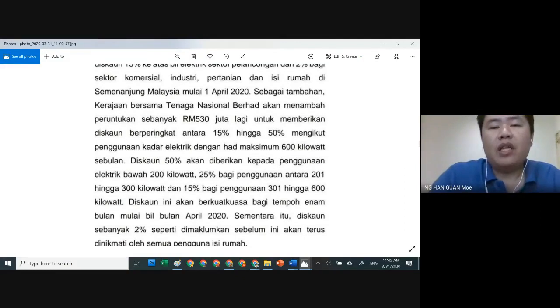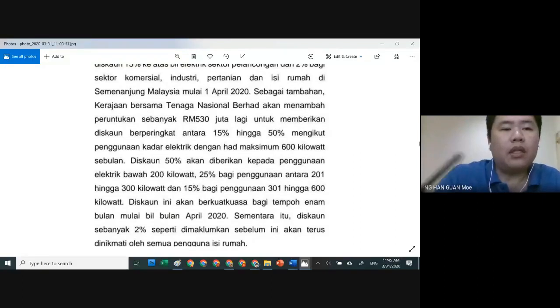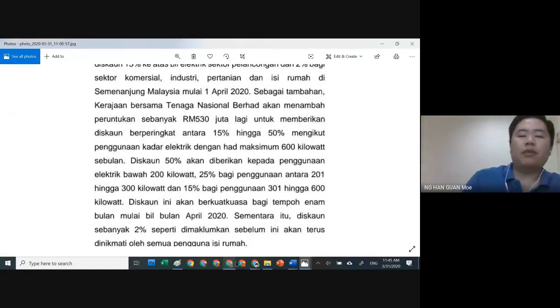Before this announcement, our Prime Minister had already announced that all households will get an extra 2% discount on the total electrical bill. So after the addition of this discount, the previous 2% is still applied on the total amount. On the end amount, it will still apply the 2% discount. Later we're going to practice how to solve this problem.